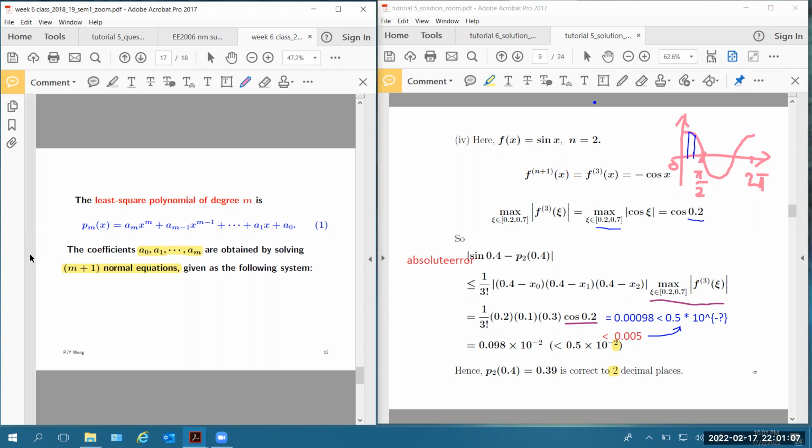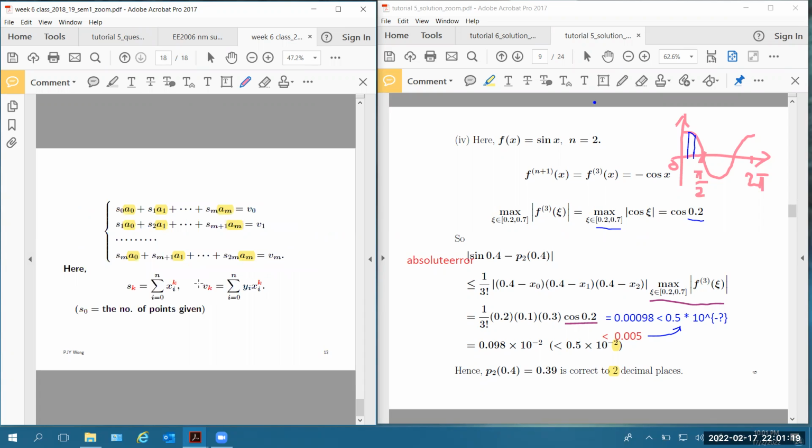Now, the coefficients are actually obtained by, there are m plus 1 of them, so they are obtained by solving simultaneous equations. These equations are called normal equations, and these are the equations. Here we have m plus 1 equations, because you have m plus 1 unknowns, so you need m plus 1 equations to solve. In the highlighted one, all the A0, A1 until AM are your unknowns.